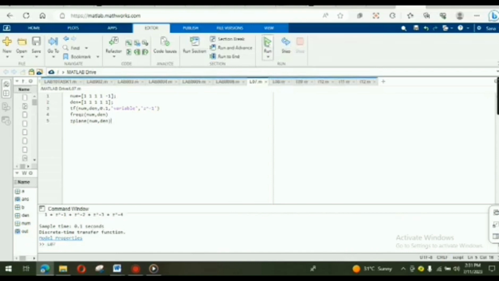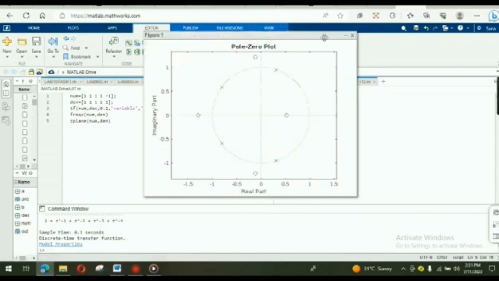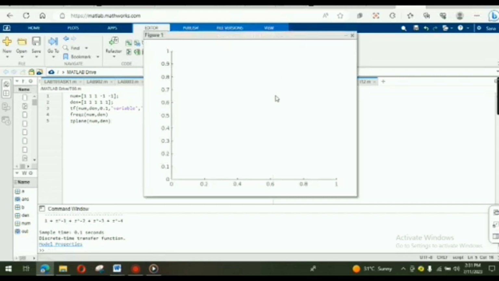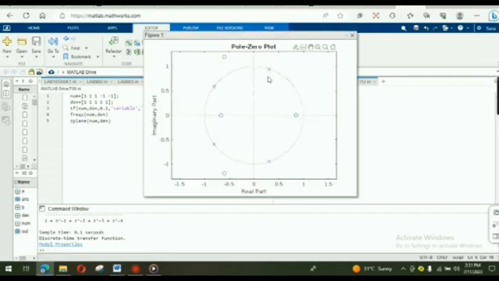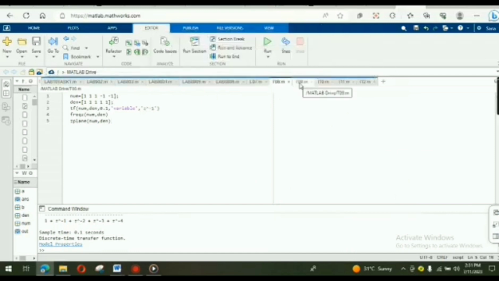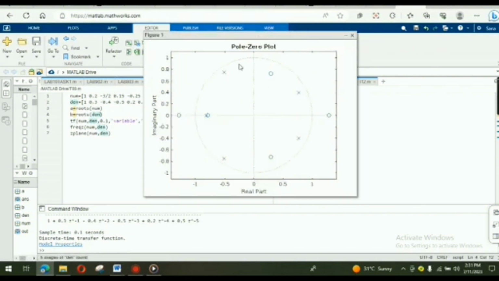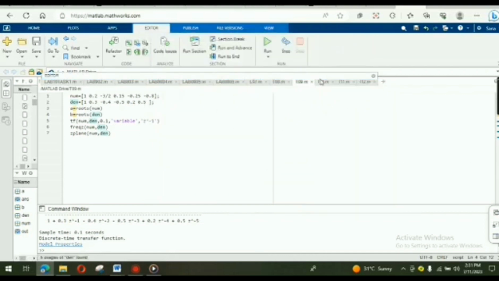Lab task number 8 is, here the poles are on the unit circle, so the system is partially stable. Lab task number 9, poles are again on the unit circle, so the system is partially stable. In the next lab task, the poles are inside of the unit circle, so the system is stable.